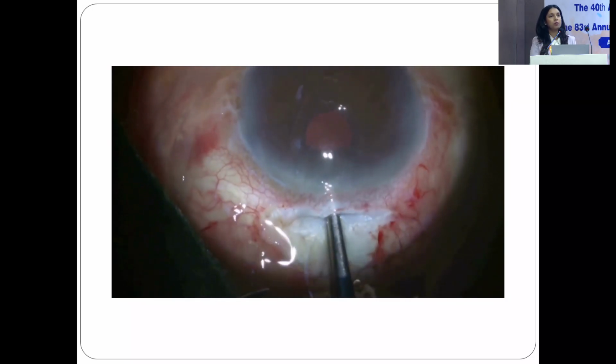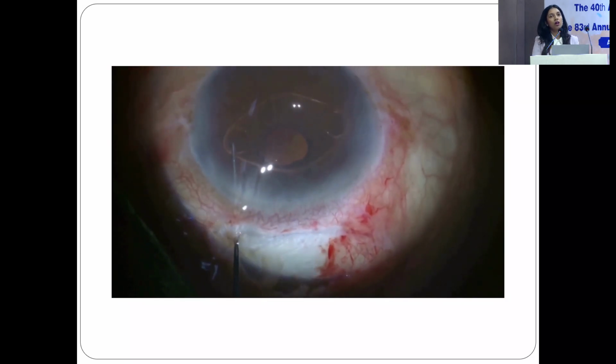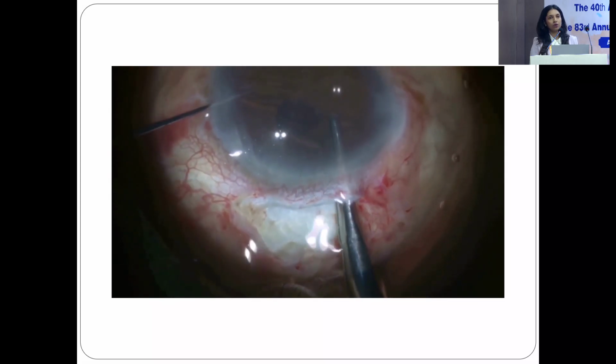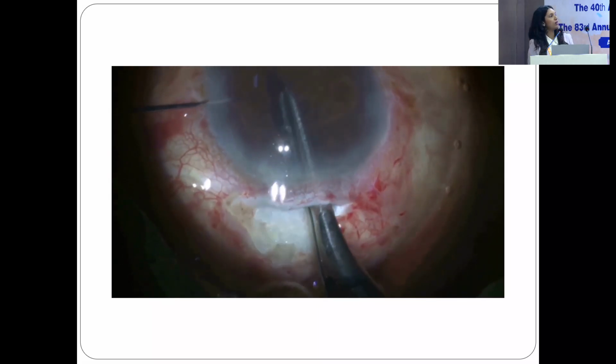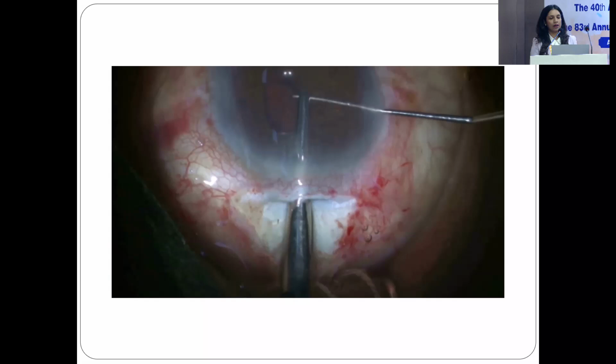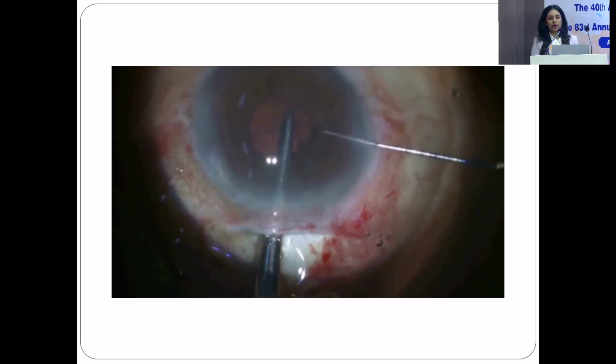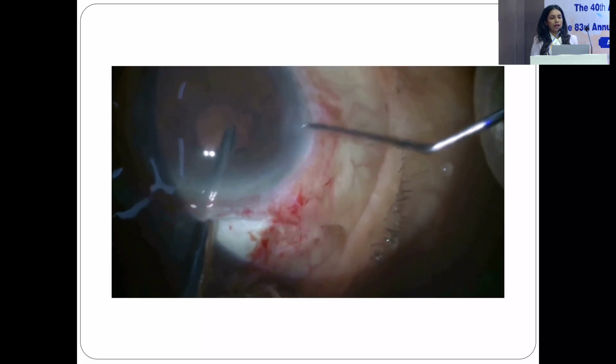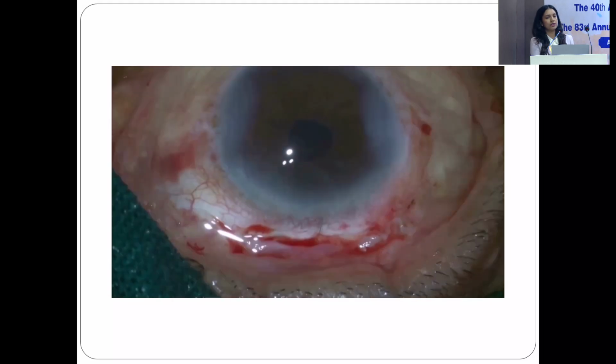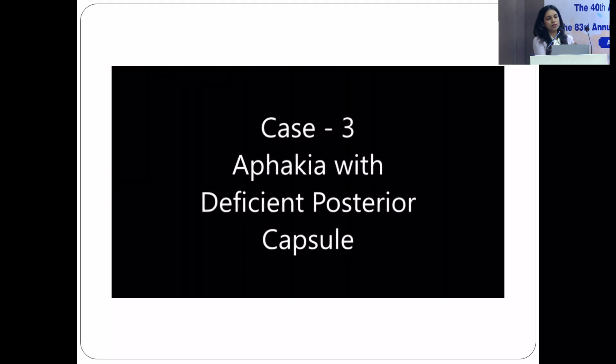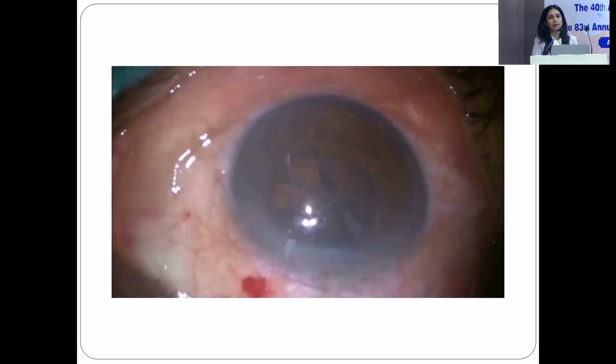So our aim is to get a good round pupil before we implant the iris claw lens. Then the rest of the steps are the same, implanting the iris claw in a routine fashion. And the tuck we see, that's at the mid periphery. So that is very important that we tuck at the mid periphery.